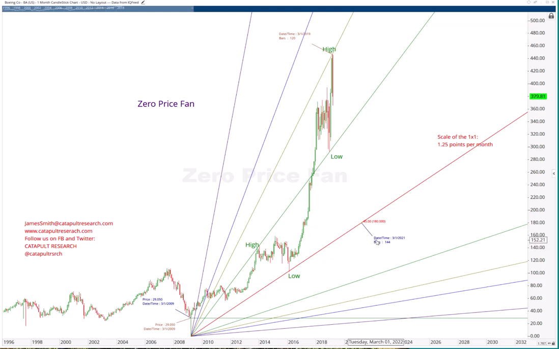A lot of bear markets end on 144 months. So if you go down 144 months from this low to this low is 144 months, and if you're finding support in price at 180, remember the scale is 1.25, so 144 times 1.25 is 180. That's how you get that figure.